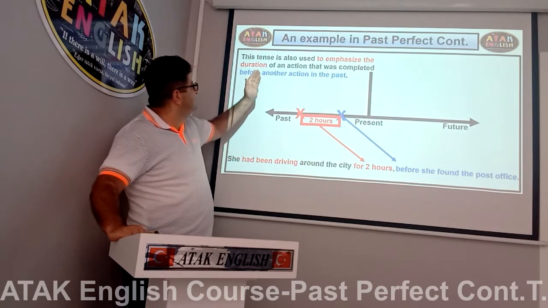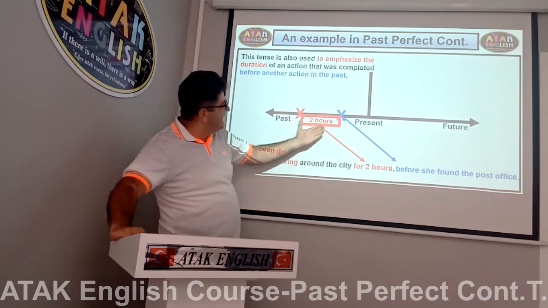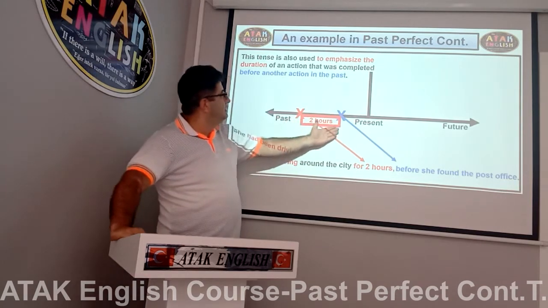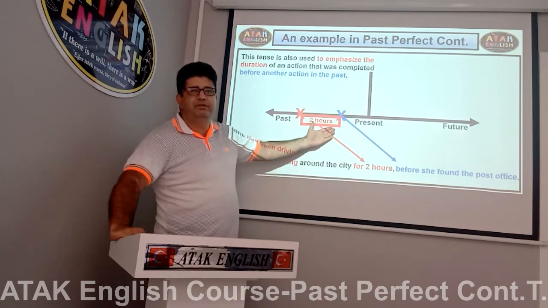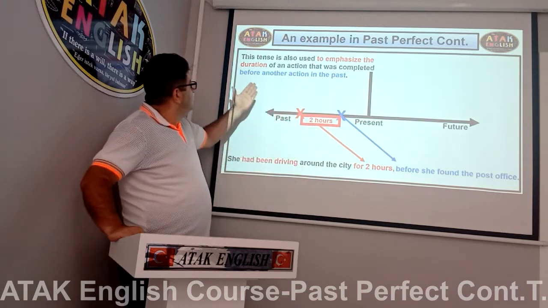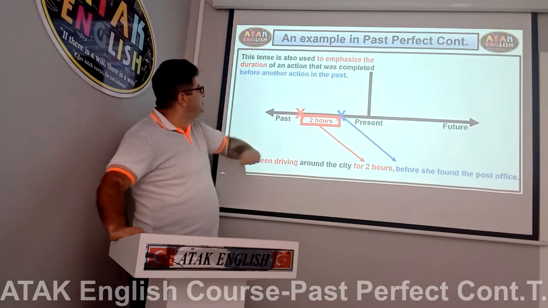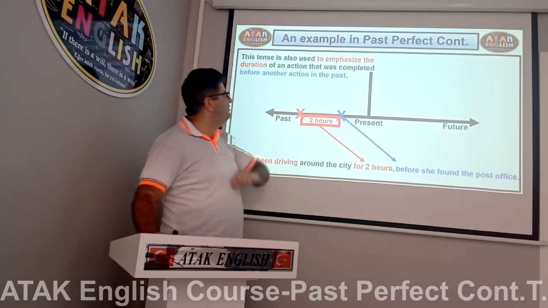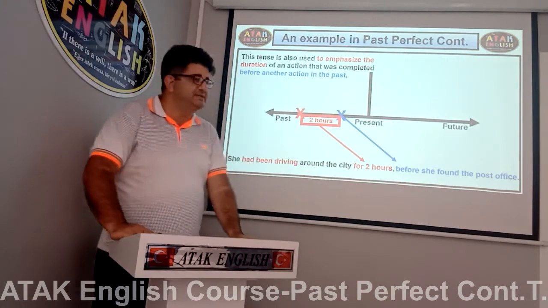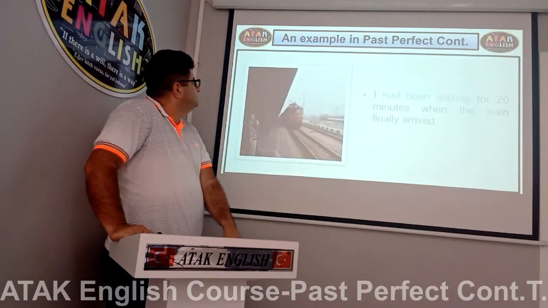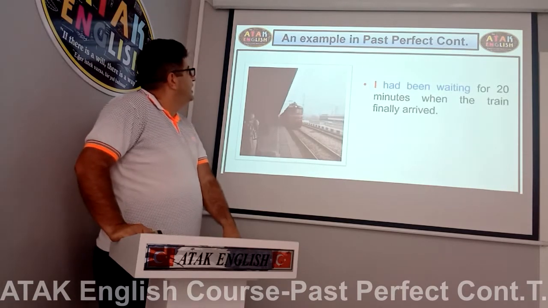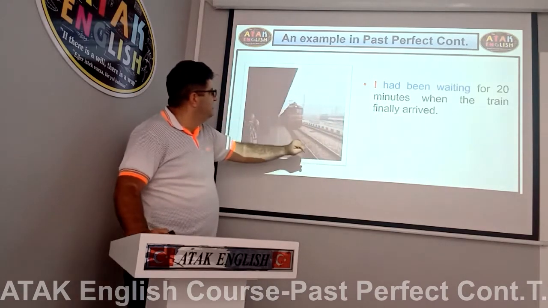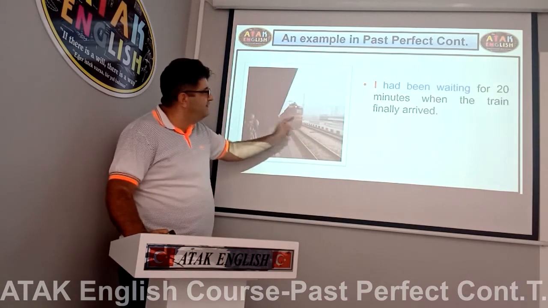Past perfect continuous tense is also used to emphasize, to give utmost importance, or to give more importance to the time period than the action itself, to emphasize the duration of an action that was completed before another action in the past. Here comes an example: I had been waiting for 20 minutes when the train finally arrived.